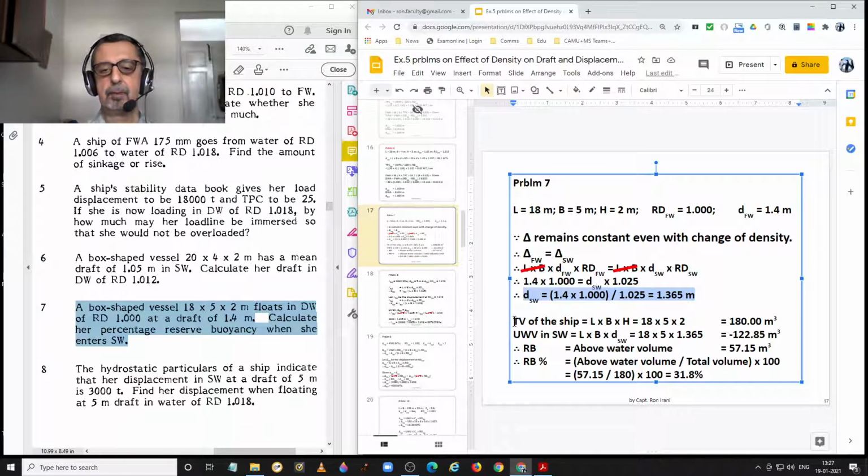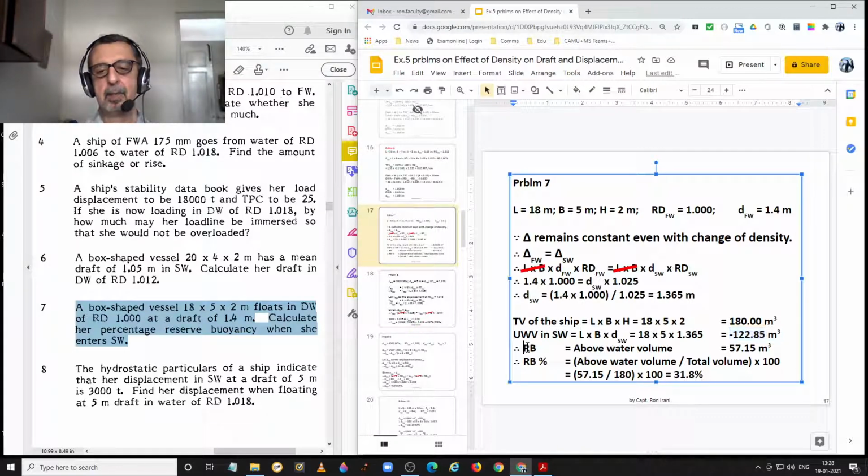Total volume of the ship is equal to length into breadth into height. That is 18 into 5 into 2, which is equal to 180 cubic meters. Underwater volume in salt water is length into breadth into the draft of salt water, which is equal to 18 into 5 into 1.365. Now this 1.365 we have calculated above over here, thus giving us underwater volume in salt water equal to 122.85 cubic meters.